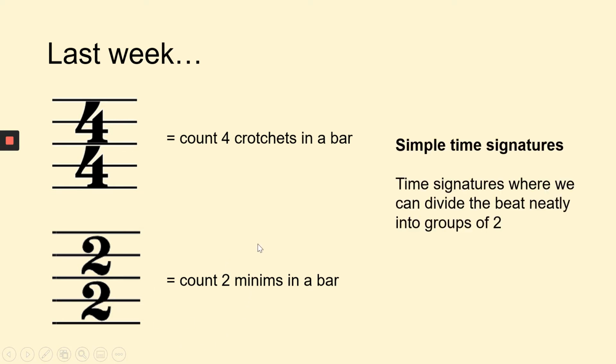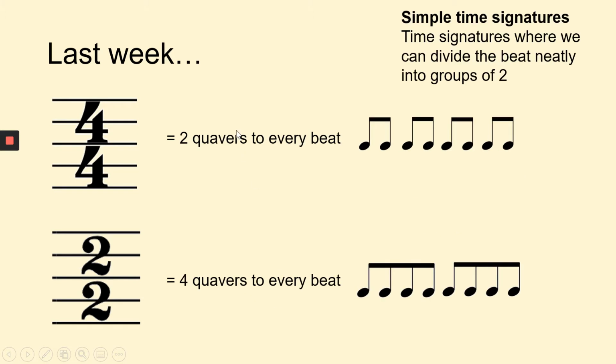We call these simple time signatures because we can divide the beat neatly into groups of 2. In 4/4 time, we can divide each crotchet up into 2 quavers, and in 2/2 time, we can divide each minim up into 2 crotchets. Another way of putting it is in 4/4 time, we have 2 quavers to every beat, and it sounds like this. 1, 2, 3, 4. Whereas in 2/2 time, we have 4 quavers to every beat. 1, 2.